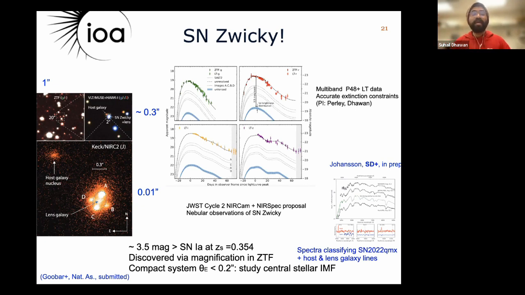An additional thing that is very exciting because of JWST now being available is that we can actually study the inner core of this supernova at intermediate redshift, and at redshifts that are a lot higher than where we have been able to do nebular spectroscopy. This is important to study the progenitor system because it tells us a lot about the central engine that is driving the type Ia supernova. It's something that's only really possible because we have 3.5 magnitudes of magnification from the strong lensing.